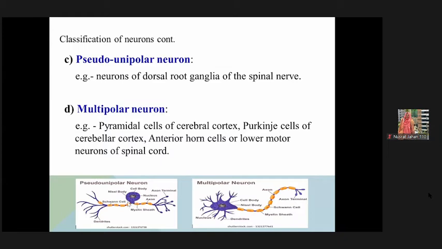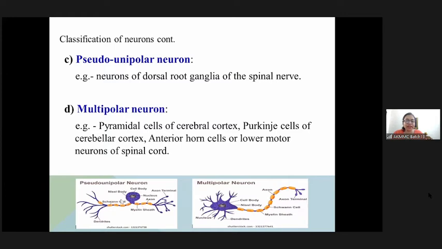And this looks like they are coming from only one pole, but if we look carefully, we will find the axon and dendrites are coming separately from the cell body. That's why it looks like it is coming out from only one pole, but it is not. These are coming out from different poles. That's why this is a pseudo-unipolar neuron.